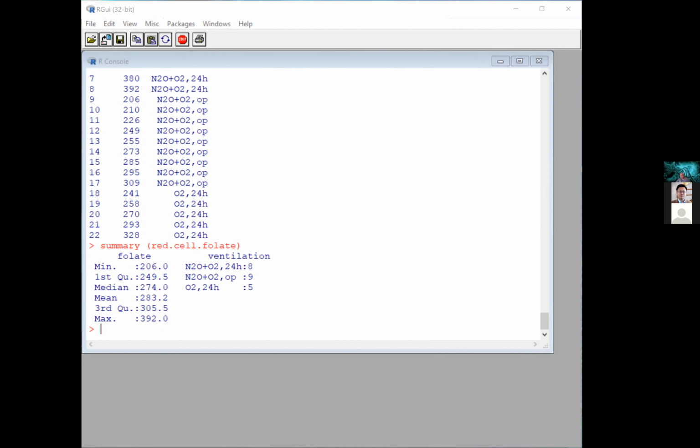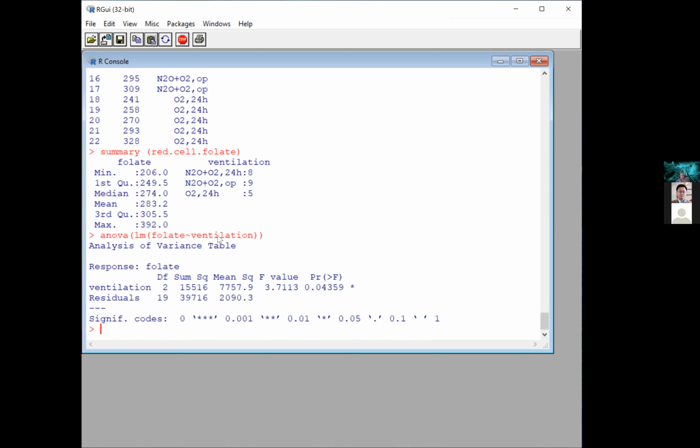Let's do an ANOVA, one-way ANOVA. Now remember, in the one-way ANOVA, to have a big difference, this number has to be very small. So really, we're at 0.05.